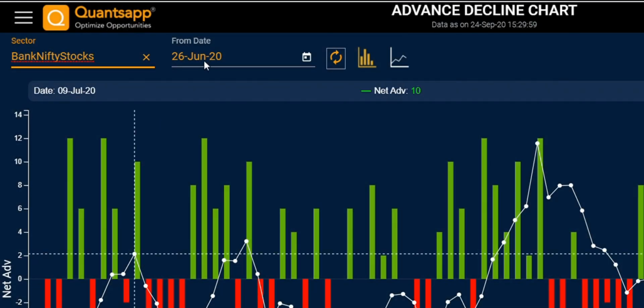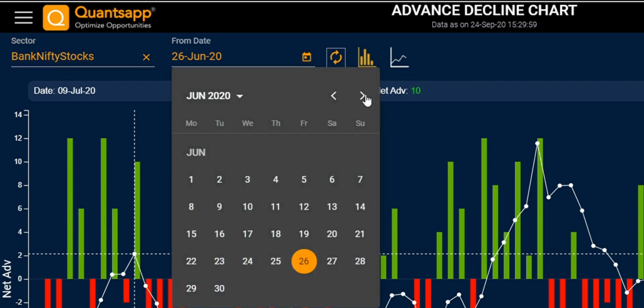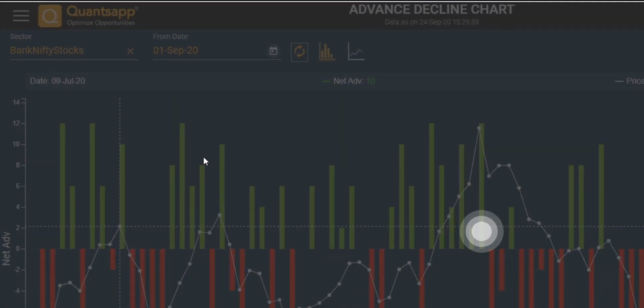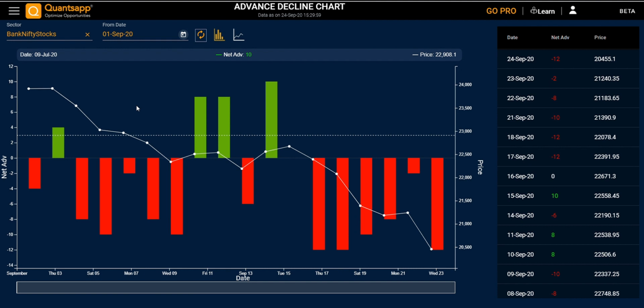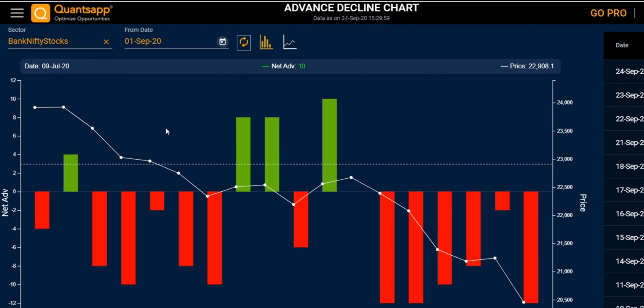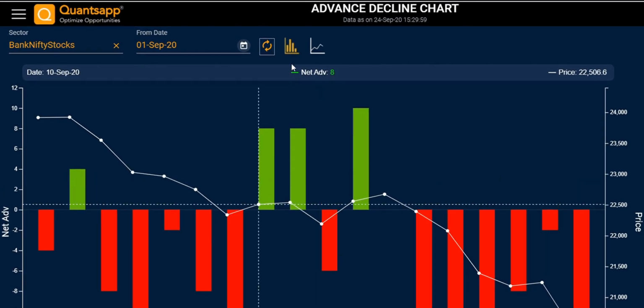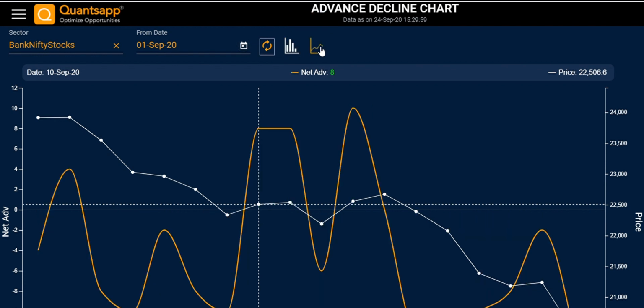Then you have the date from when you want to see the chart. As of now, the back date is 26 June 20. Suppose I want to see the chart from the starting of this month. I will select 1st September. Now I have the advanced decline chart for the Bank Nifty stock from the starting of this month. Further, you also have the chart view, that is bar chart and the line chart.